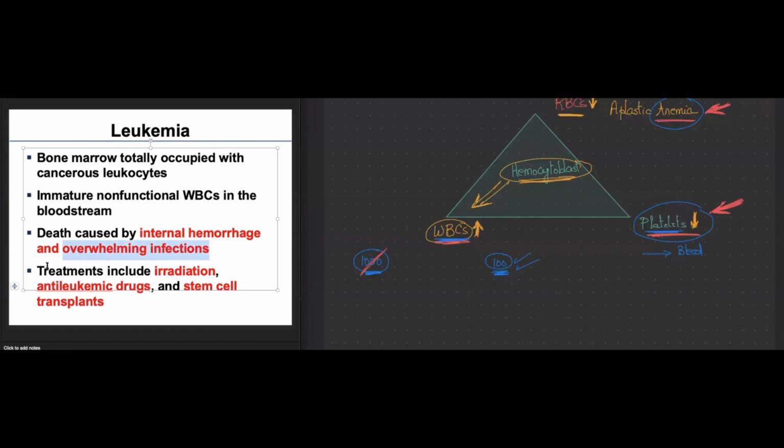white blood cells produced. Yes, I am producing a great number of white blood cells, but those are defective white blood cells. So I will be exposed to infections to which I'm not able to respond. So the two major causes of death in patients with leukemia would be internal hemorrhage and overwhelming infections.